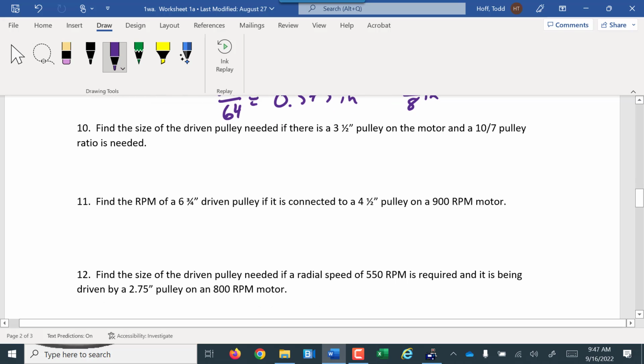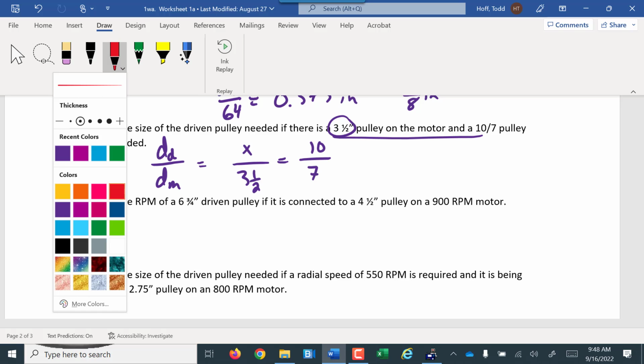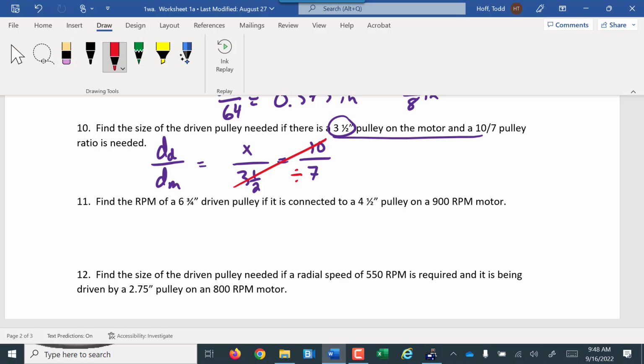Okay, so find the size of a driven pulley needed if there's a 3.5 inch pulley on the motor. Remember this pulley ratio is the diameter of the driven pulley over the diameter of the motor pulley or the driving pulley. So we have a 3.5 inch pulley on the motor. We're looking for the size of the pulley that's going to be driven, and we need a 10:7 ratio. So we're going to cross multiply and divide. 3.5 times 10 divided by 7. What does that give us? 5 inches?